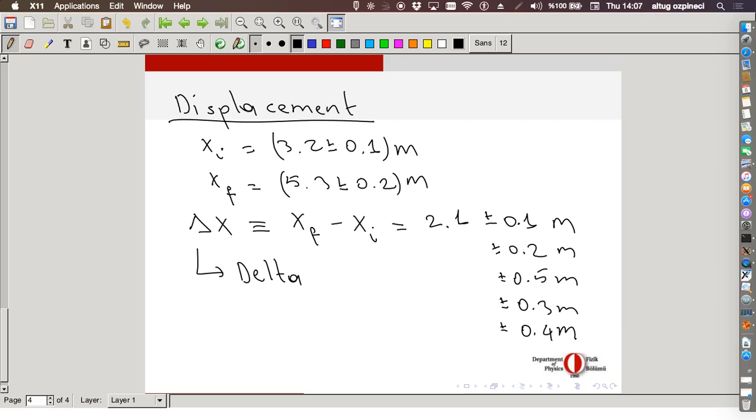Well, to get the maximum value, you get the maximum value of the final point, which is 5.3 plus 0.2, and the minimum value of the initial position, which is 3.2 minus 0.1, and that would just give you 2.1 plus 0.3. That is the maximum. To get the minimum value of delta x, you get the minimum of x final, you get the minus sign over here, the maximum of the initial point, you get the plus sign over here, and that would give you 2.1 minus 0.3. So this delta x would be 2.1 plus minus 0.3.